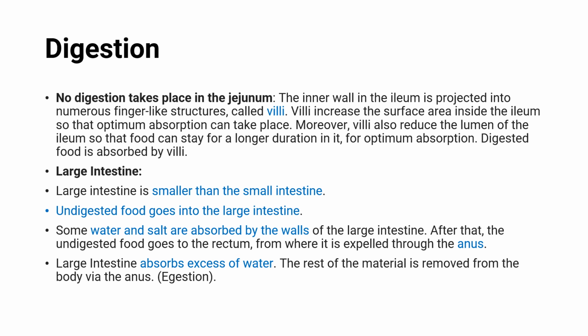Now let's look at the large intestine. Large intestine is smaller than the small intestine. Undigested food goes into the large intestine. Some water and salt are absorbed by the walls of large intestine. After that, the undigested food goes to the rectum from where it is expelled through the anus. Large intestine absorbs excess of water. The rest of the material is removed from the body via the anus, which is also known as egestion.